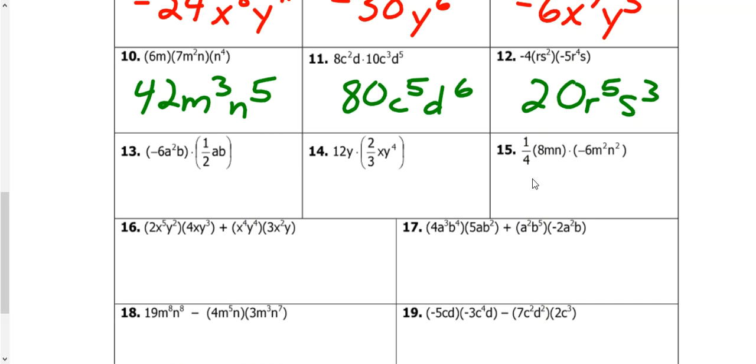So let's look at 13 through 15, which have some fractions, which I know are scary, but we just need to make sure we distribute it properly.